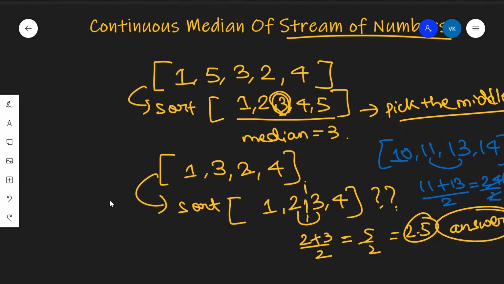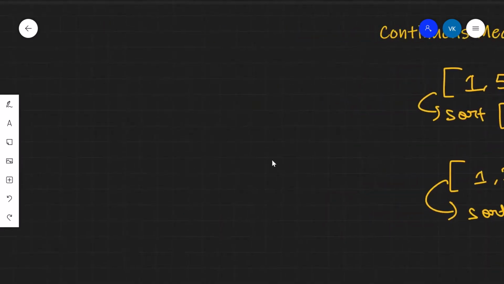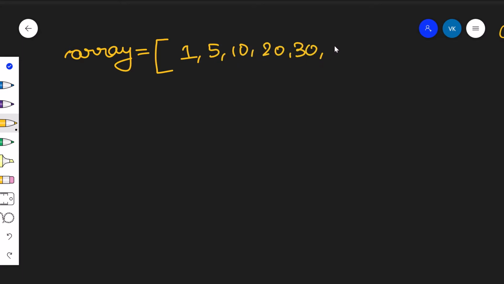So let's just understand what the stream of numbers means, right? In the input you will be given an array, or a stream of numbers. So for example, if the array looks like this, 1, 5, 10, maybe 20, 30, and 2. It's not stated that you have to be given the entire array elements all at once. In fact, in your input you have to process these elements one by one, right?